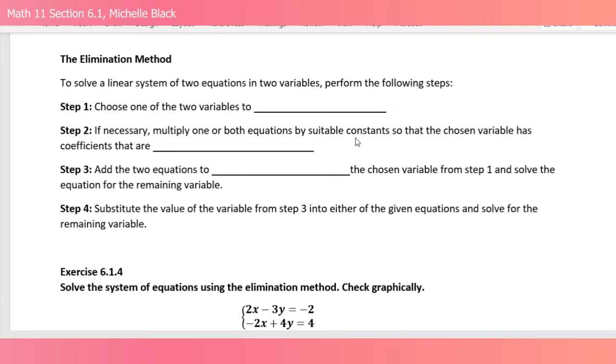The elimination method. To solve a linear system of two equations and two variables, perform the following steps. Step 1. Choose one of the two variables to eliminate. If necessary, multiply one or both equations by suitable constants so that the chosen variable has coefficients that are opposites.